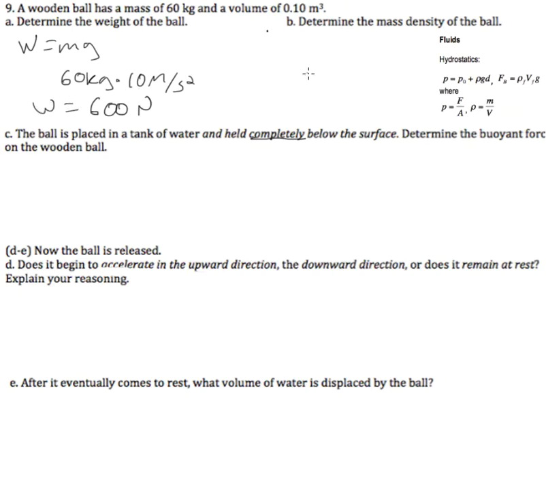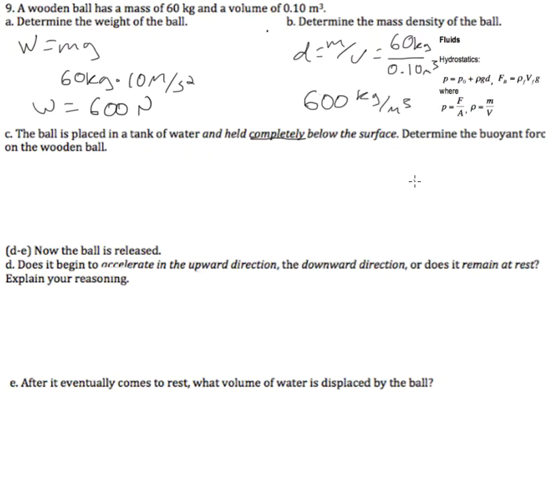And now determine the density of the ball. So density equals mass over volume. And so it's going to be 60 kilograms over 0.1 meters cubed. And I think that should be 600 kilograms per meter cubed.